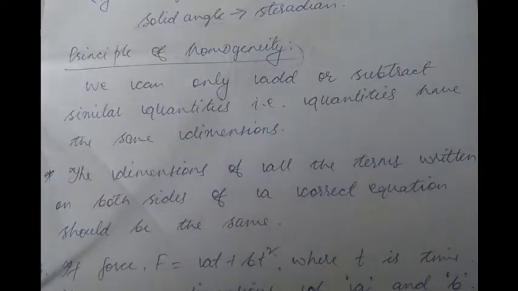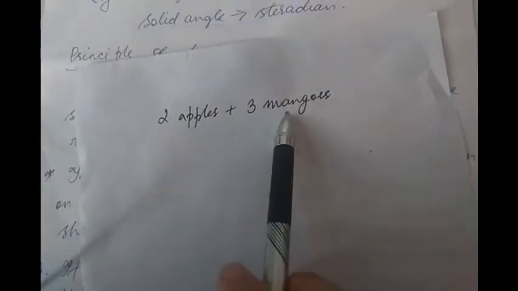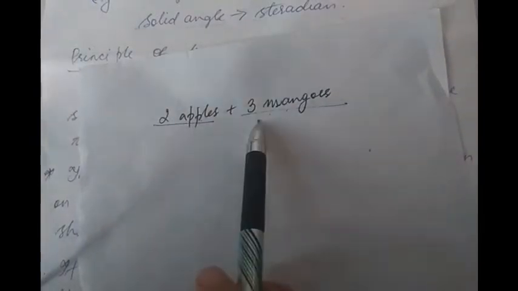This is something that you already know, actually. Let me give you an example. If I tell you to add 2 apples and 3 mangoes, how many mangoes do you get? Or for that matter, how many apples do you get? When we add 2 apples and 3 mangoes, we're still left with 3 mangoes and 2 apples. We don't get 5 mangoes or 5 apples, because we cannot add different things. We can only add similar things.